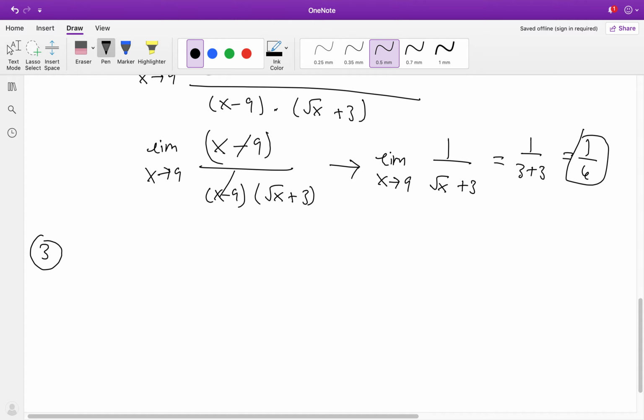Now, the third type of problem you'll most likely run into is where you have to apply common denominator.